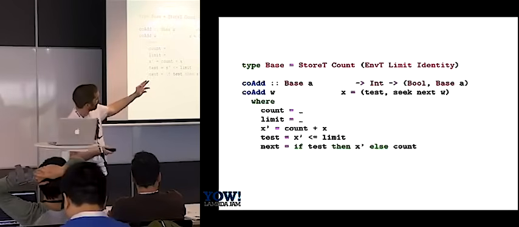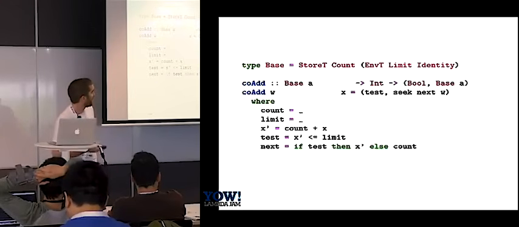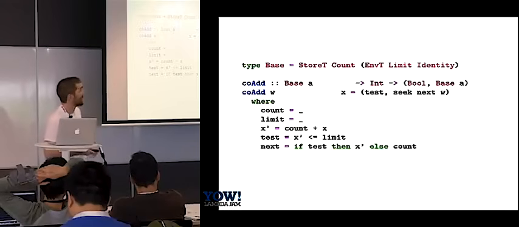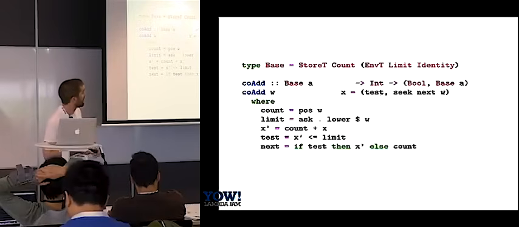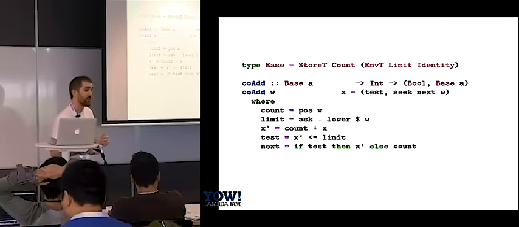In this step, we're keeping our old pure code. We just update the next value. And everything will work if we can find our count and our limit from our stack. But we know how to get our count, because that's just pos from the store comonad. And if we lower and then ask, we can pull the limit out from our environment comonad transformer as well.